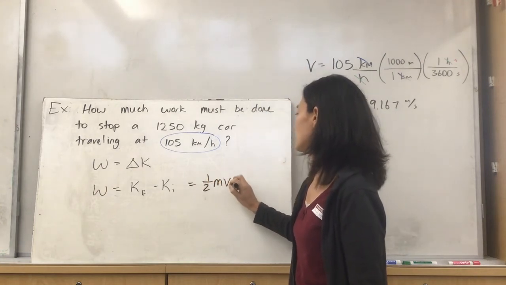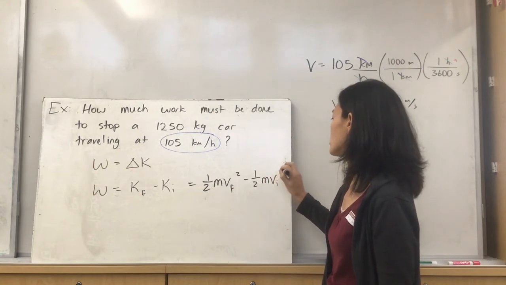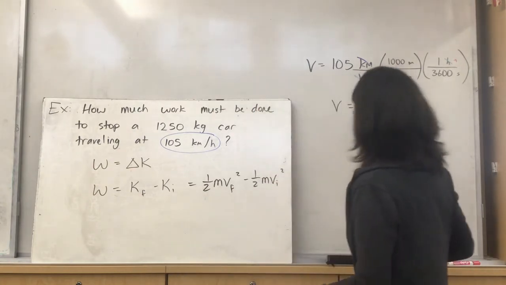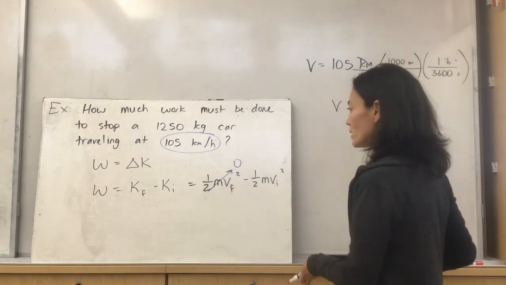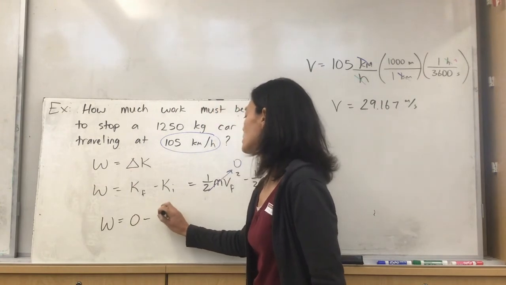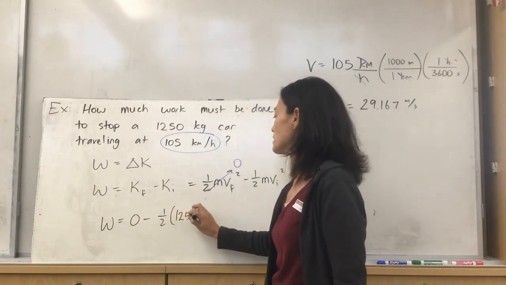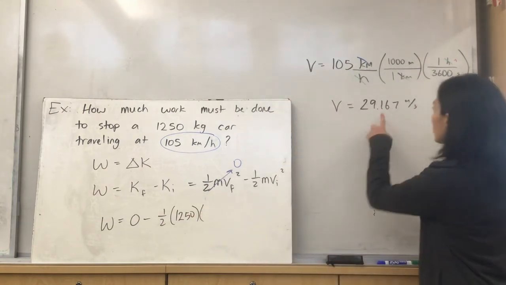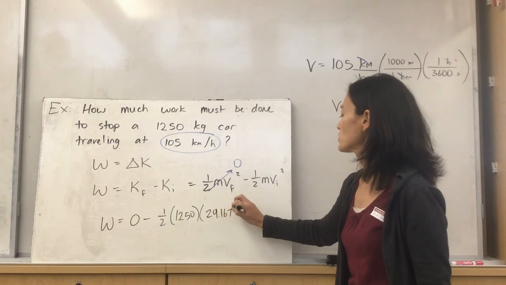So coming back to my problem, this is just 1/2 m v final squared minus 1/2 m v initial squared. So the v final is just 0. That whole thing is 0. I'm not going to even bother writing that down. So this is going to be work is equal to 0 minus 1/2 my mass of 1250 times my velocity of 29.167 squared.